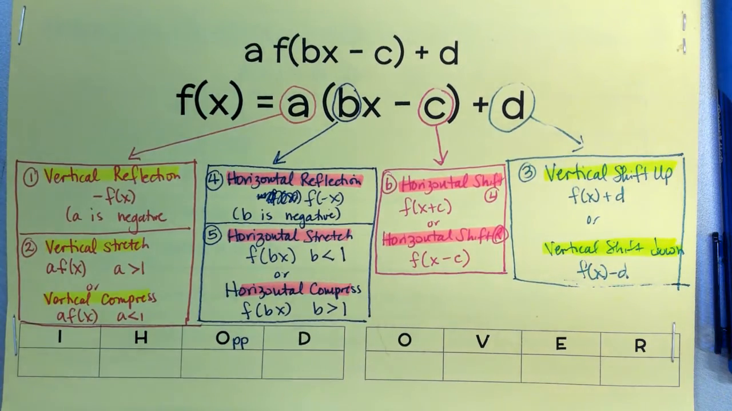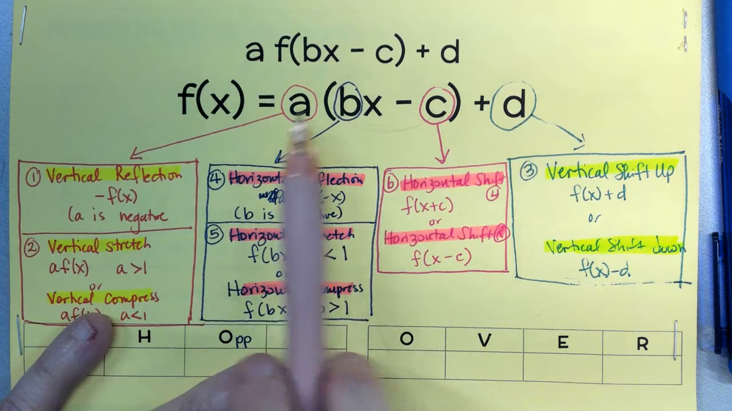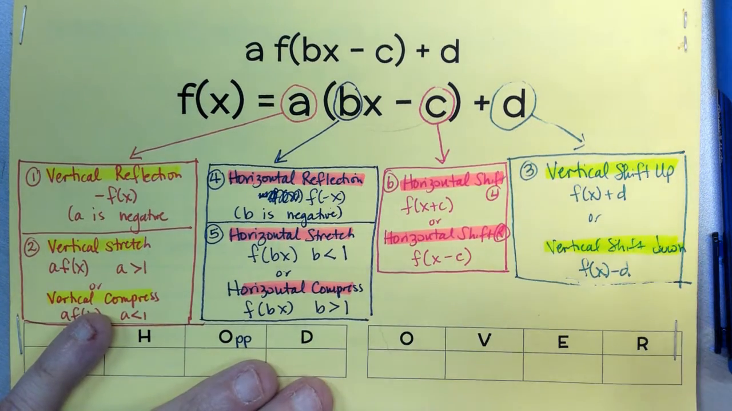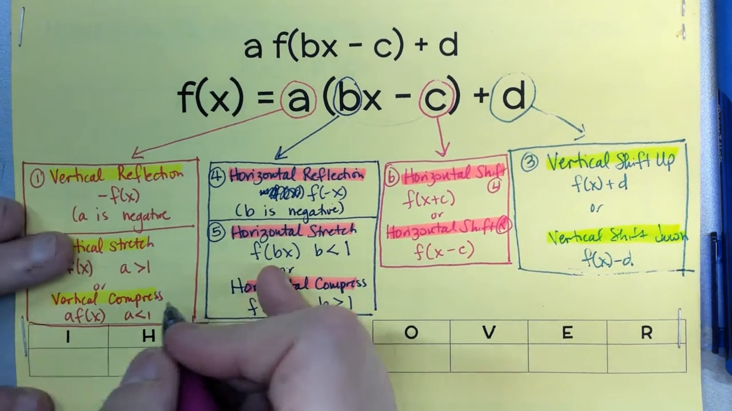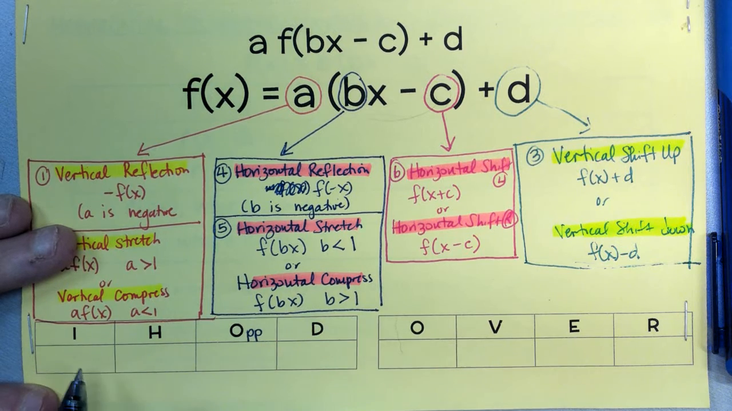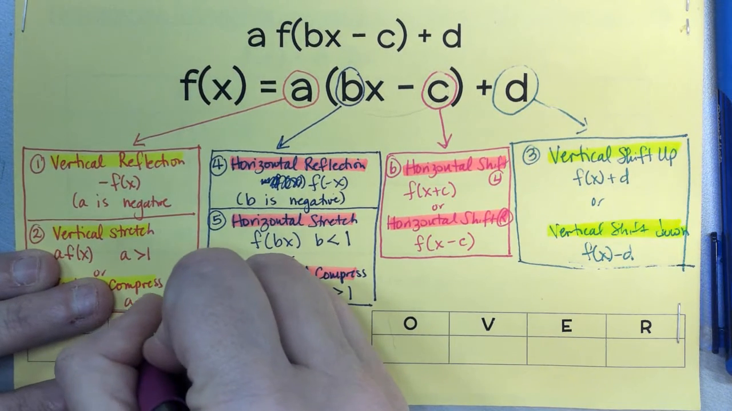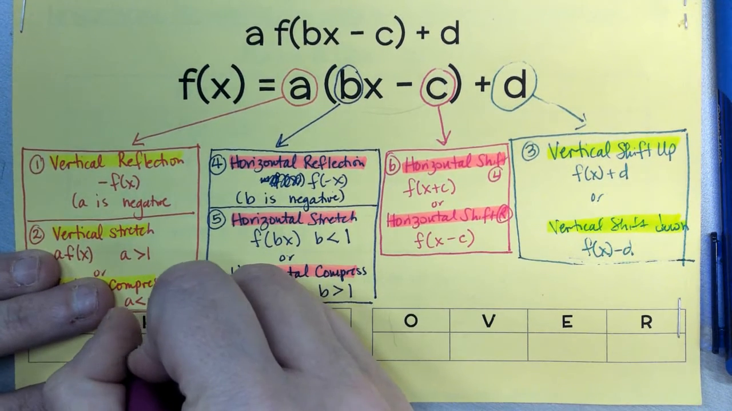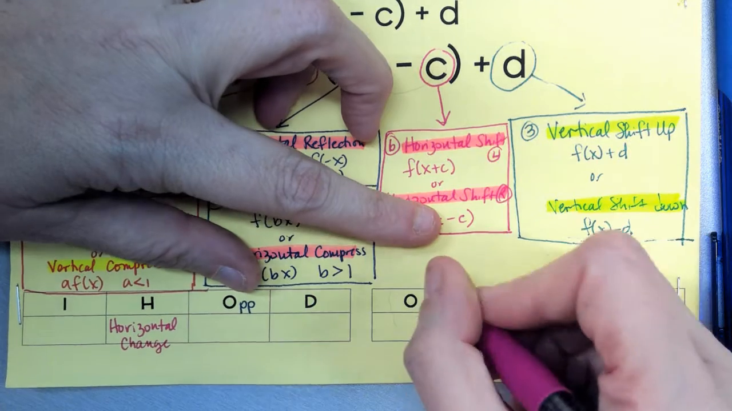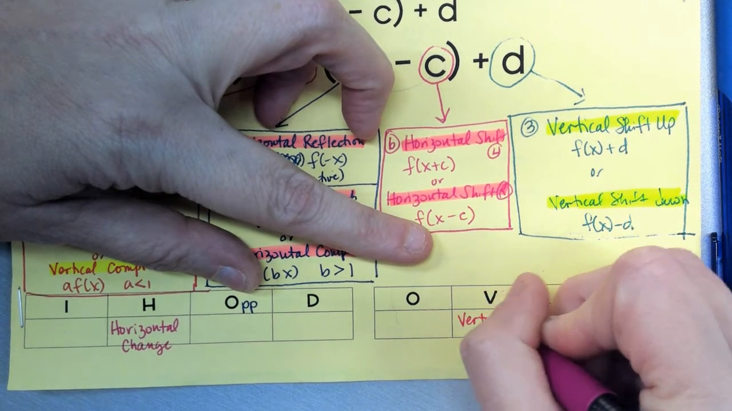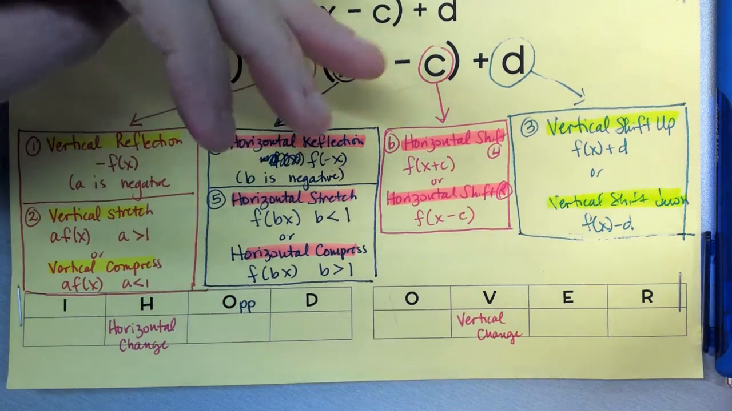So, first of all, I hope that you notice that everything horizontal is happening inside the parentheses, and everything vertical is happening outside the parentheses. Okay, so the first thing that we might notice, so we have IHOD. What do you think the H stands for? Horizontal, right? I would say horizontal change. So then what do you think the V stands for? Vertical change. Okay, so we have a horizontal change and we have a vertical change. I'll do my highlighting later.